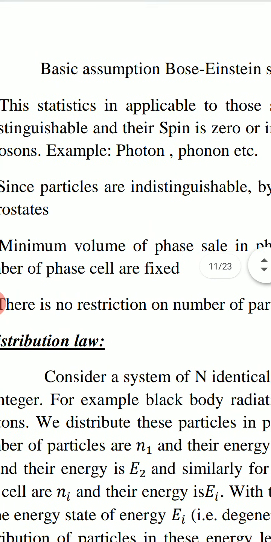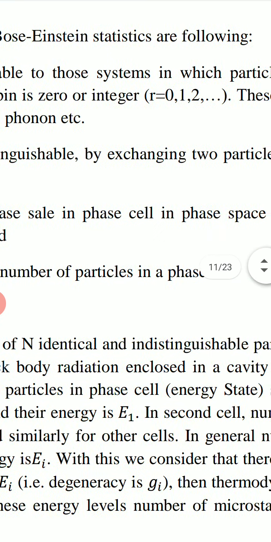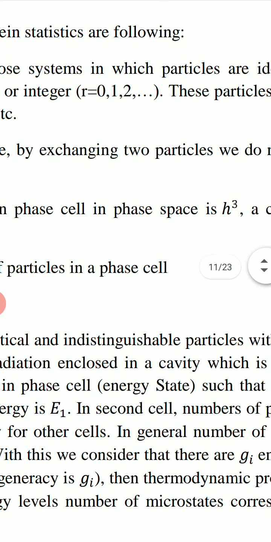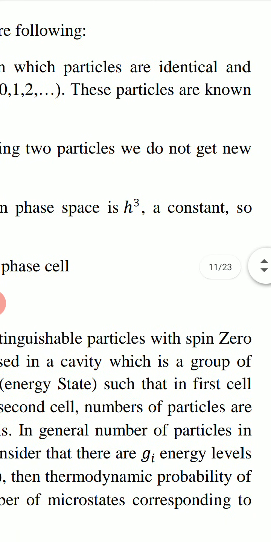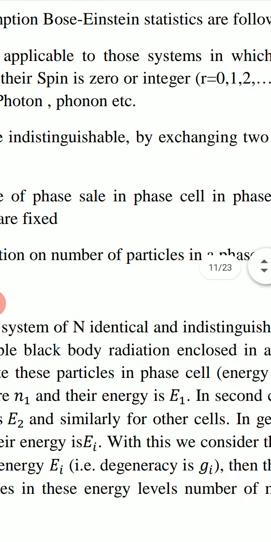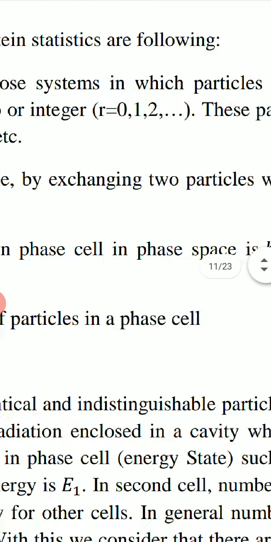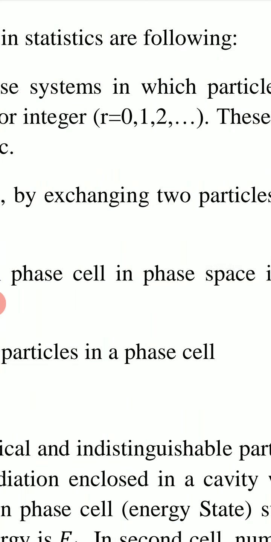So this Bose-Einstein statistics is applicable for particles which are identical and indistinguishable. We cannot distinguish between them, and their spin is zero or integer. We write spin by s, so it is not r, it is s equal to 0, 1, 2, 3, 4.